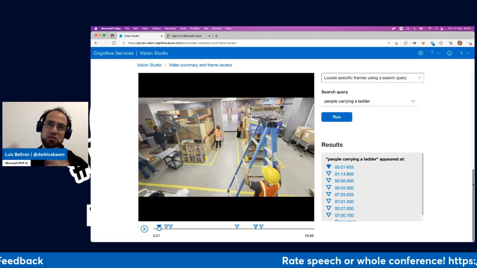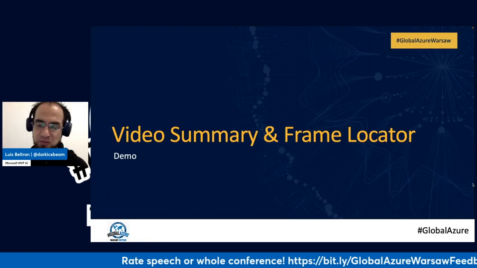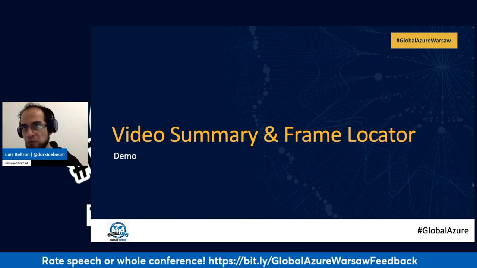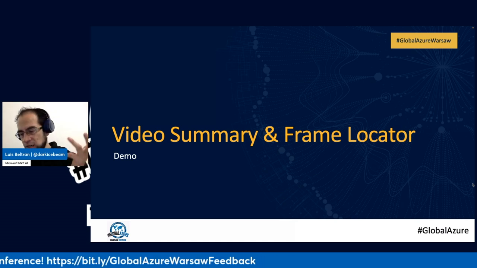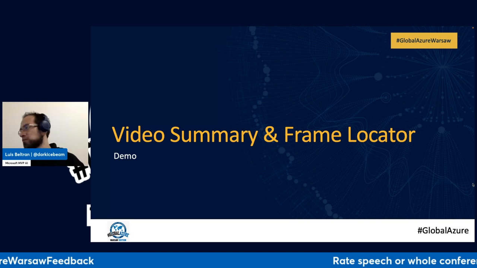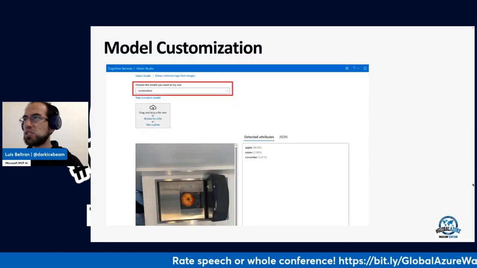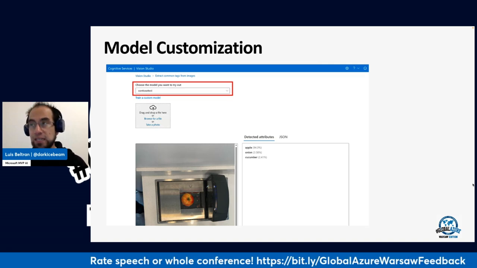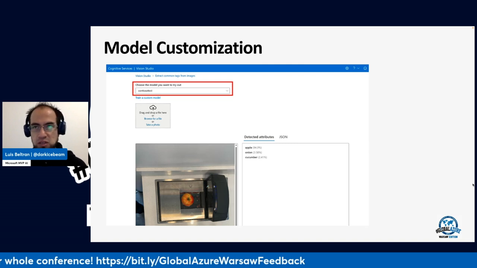More productive, or yeah. So you can see this is also some powerful capability powered by the Florence model, because as we said earlier, it focuses on actions rather than just objects. Okay. Then we have the third feature, which is model customization. In this case, maybe you know about the Custom Vision service, right?